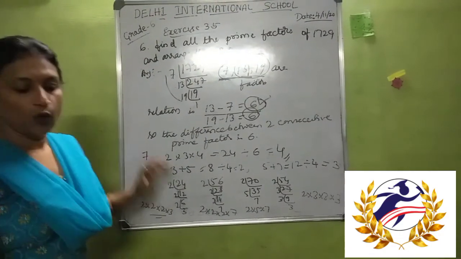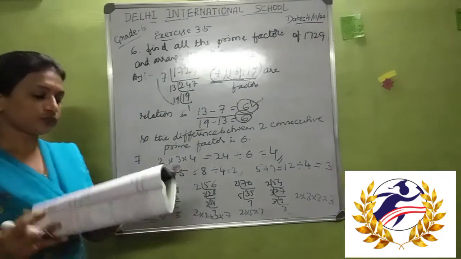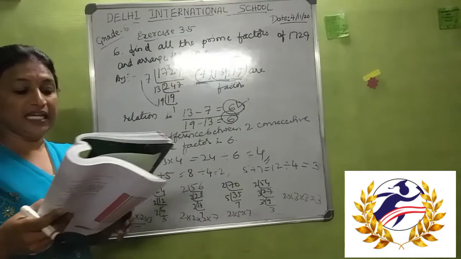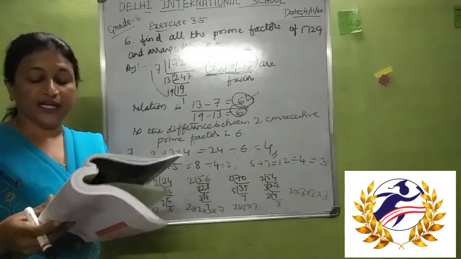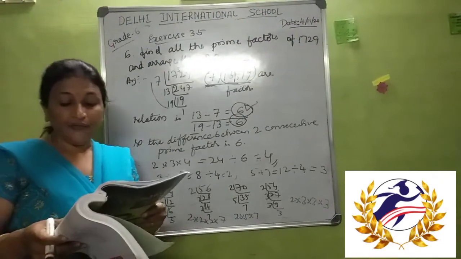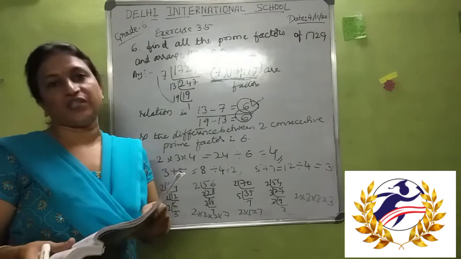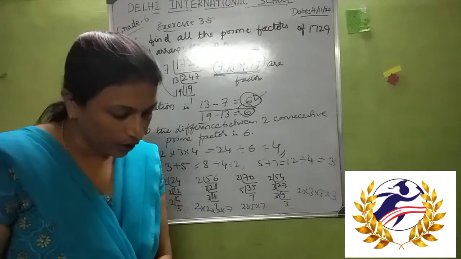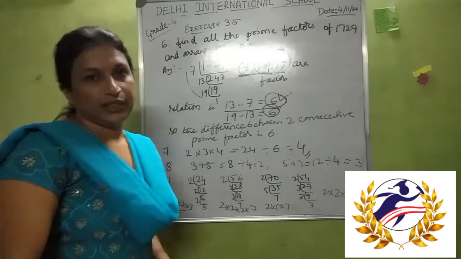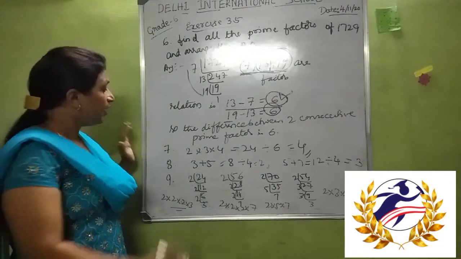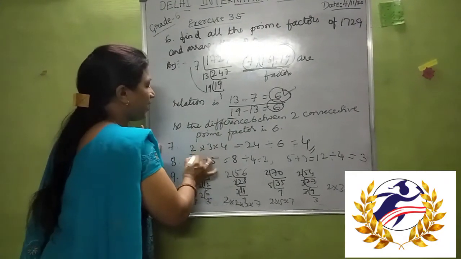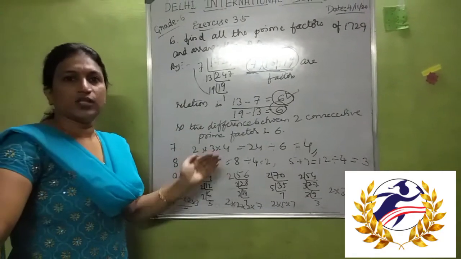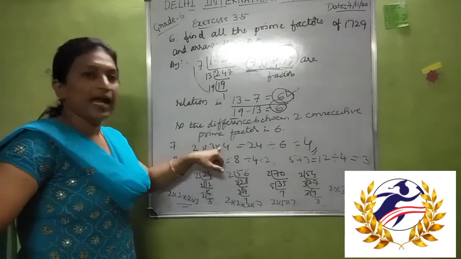Next we will move on to the 7th problem. The product of 3 consecutive numbers is always divisible by 6. Verify this statement with the help of some examples. So they have given the product of 3 consecutive numbers. So I will take 3 consecutive numbers 2, 3, 4. They are the neighboring numbers, consecutive numbers 2, 3 and 4.